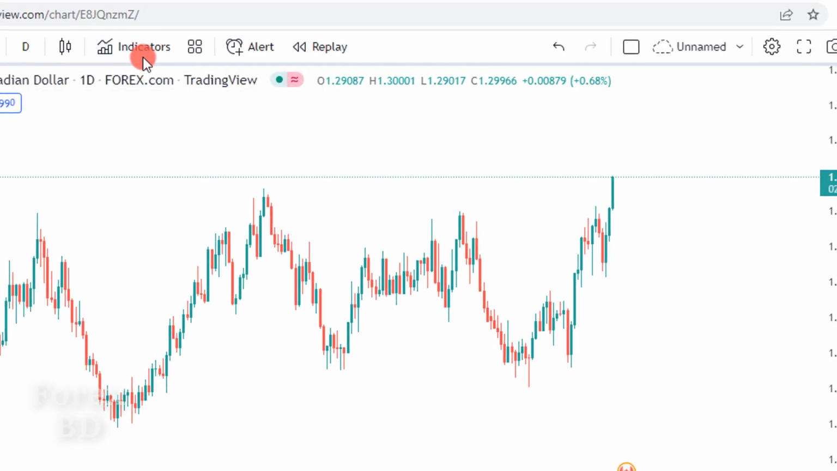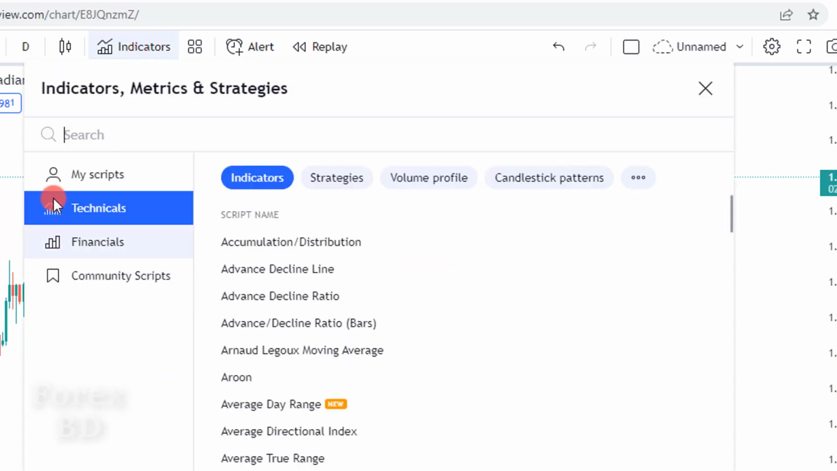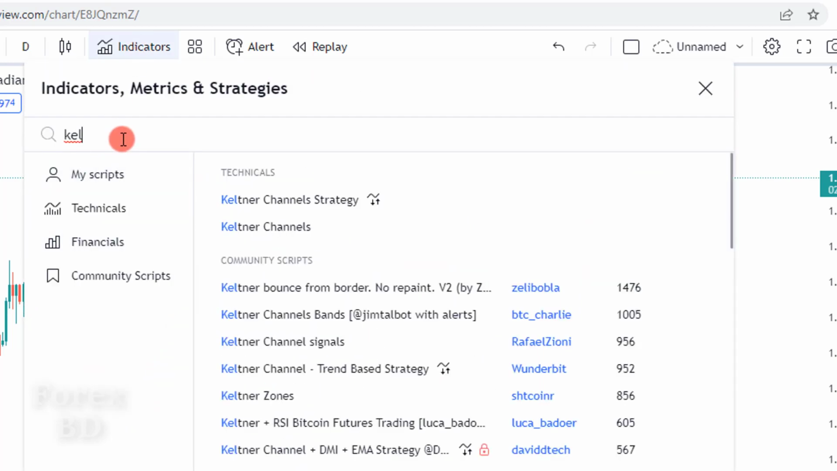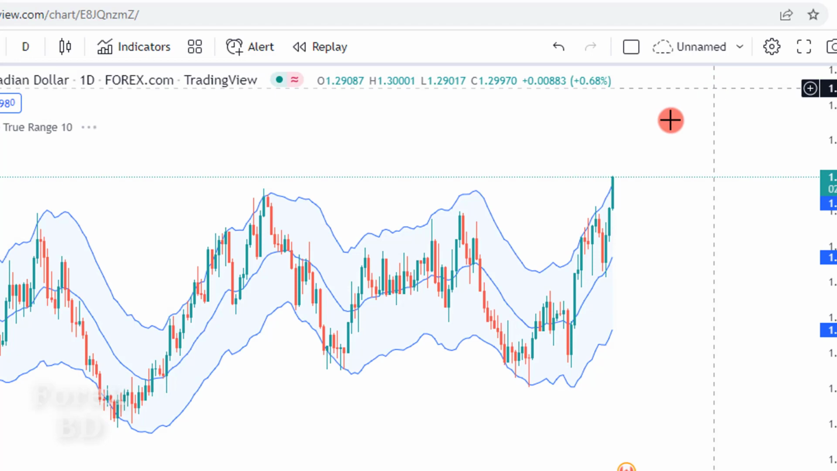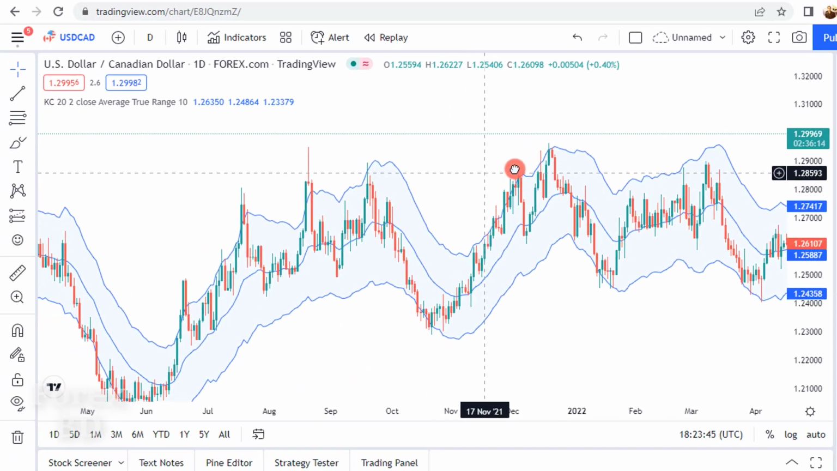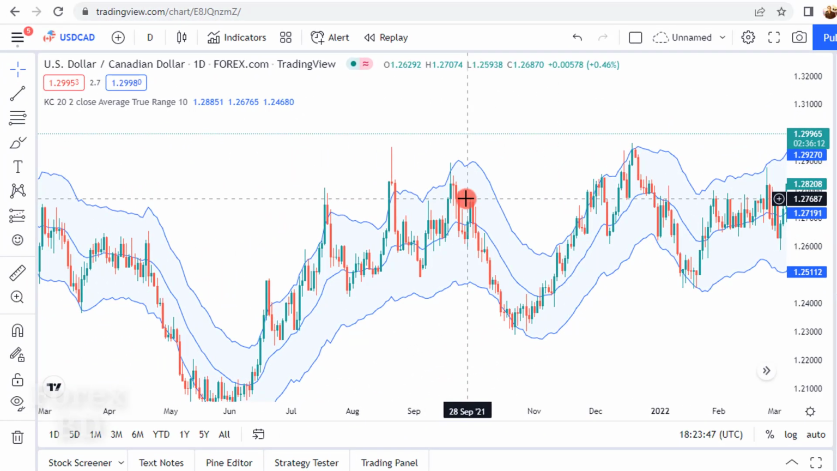To set it up, you need to go to the indicator option in the TradingView chart. Click on the indicator option, then a page will appear. Search by typing the name of this indicator, then an indicator will come in front of you. If you click once, this indicator will be set up in your chart. Now it's time to do analysis. You can see we have set up our indicator.